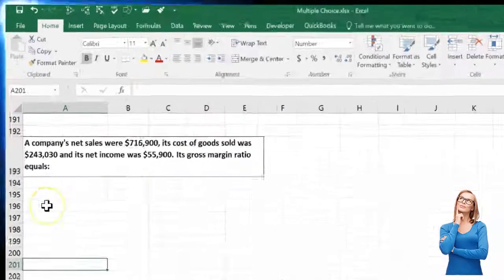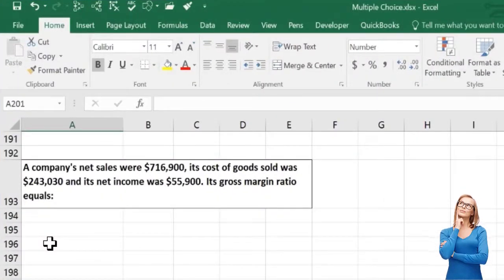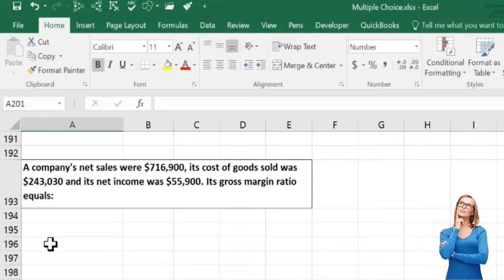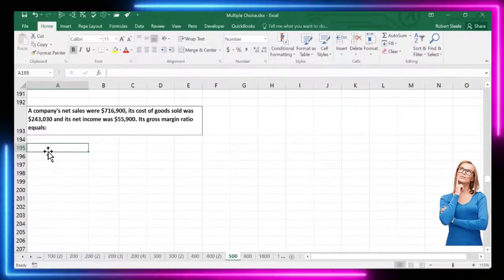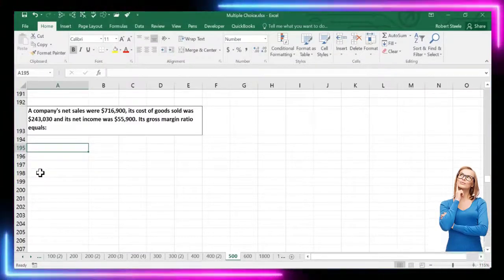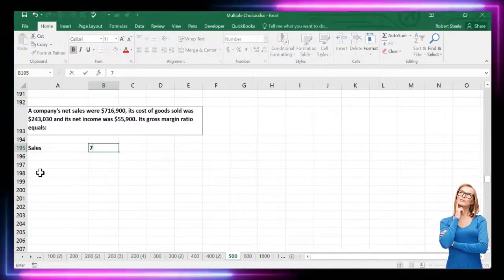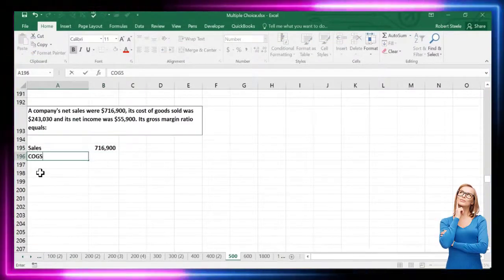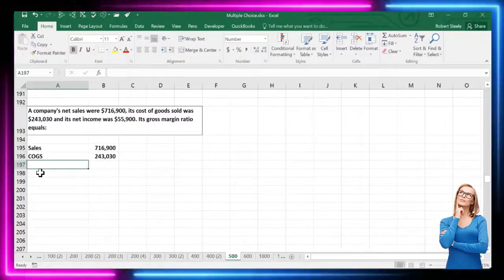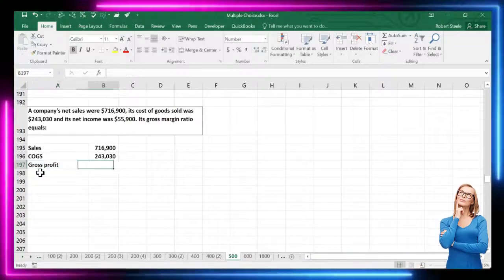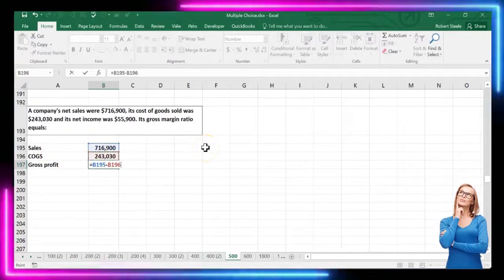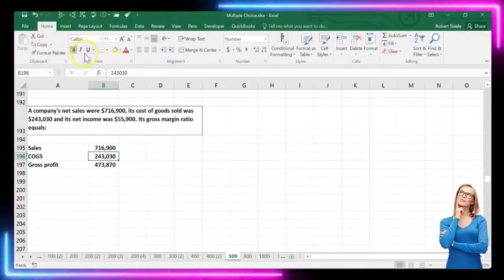Next one says that a company's net sales were $716,900, its cost of goods sold was $243,030, and its net income was $55,900. Its gross margin ratio is what? To do that, we have to figure out first the gross margin. The gross margin will be the sales minus the cost of goods sold, our most important relationship generally if we sell inventory. So we take the sales number, 716,900, and the cost of goods sold number, 243,030. That subtraction gives us the gross profit. I'm going to underline that: home tab, font group, underline.